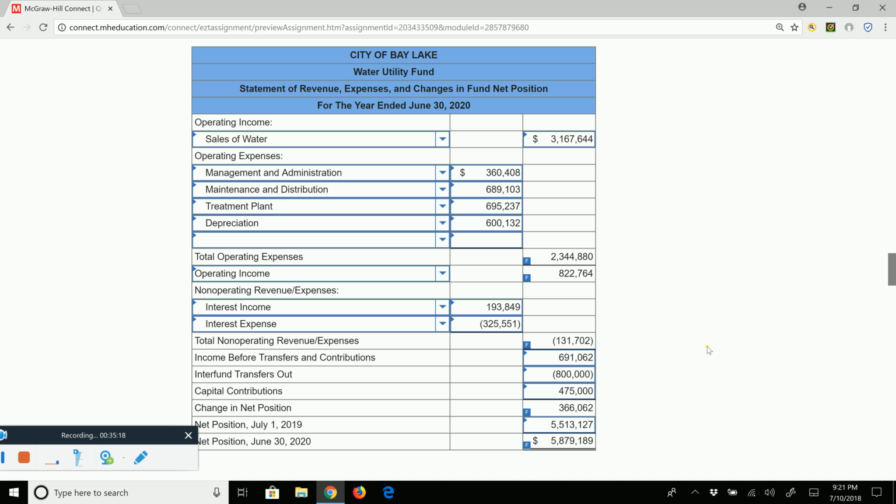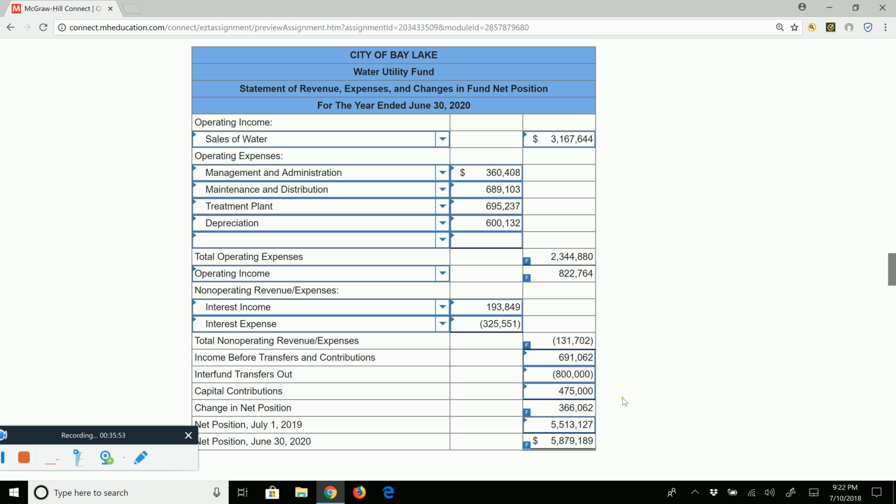And here is your operating statement. I just wanted to show you where everything is reported. On the top, we have our sales less our expenses, gives us operating income. And then we show our non-operating expenses and revenue. We have interest income less interest expense. And then we have a subtotal called income before transfers and contributions. And that's where we're going to show the transfers out. And if we had transfers in, we'd show it here too. And then, of course, we have our capital contributions. This is the grant money that came in. Just wanted to show you that.